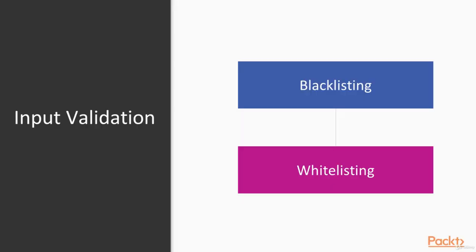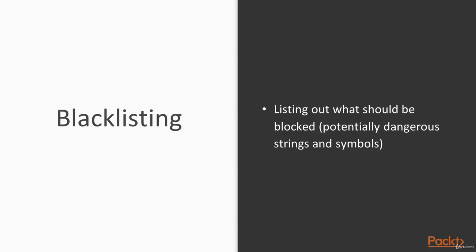There are two types of input validation: blacklisting or whitelisting. Which of them is better to use? Let's look at each of them closer. Blacklisting means listing out what should be blocked, potentially dangerous strings and symbols. From the first look, it looks like a very attractive method, so many people choose it by default, because it looks very convenient.